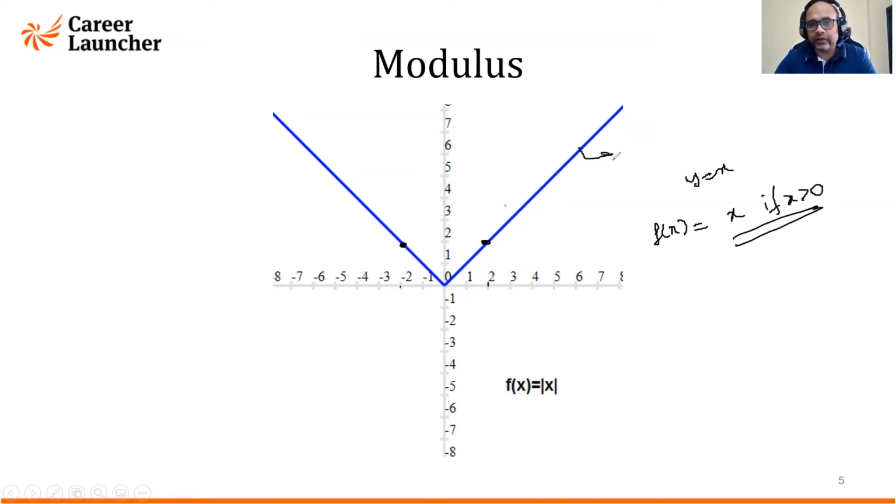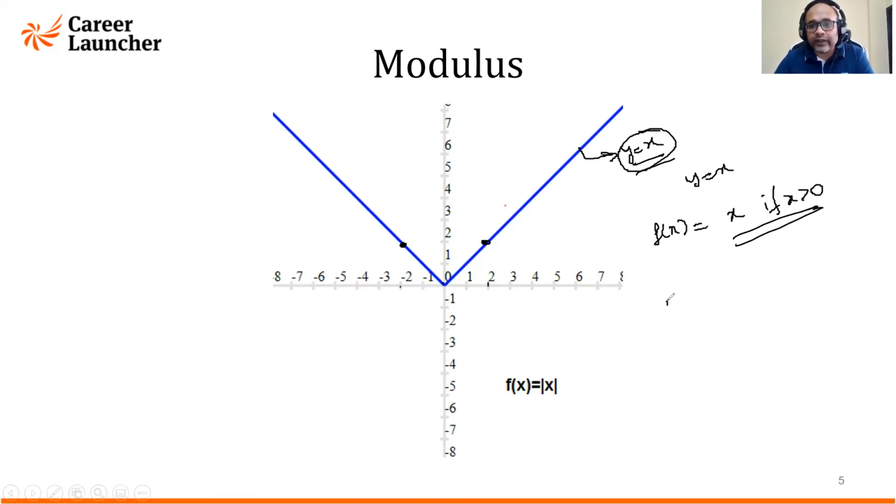This is your line y equal to x. But when is this applied? You cannot say this entire line is mine. You will only take the part, this part you will delete actually. And you will only take the part where x is greater than 0. So in this line, you will only take that region where x is greater than 0.